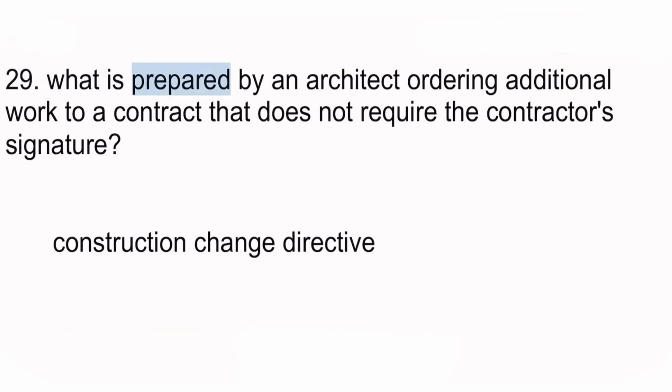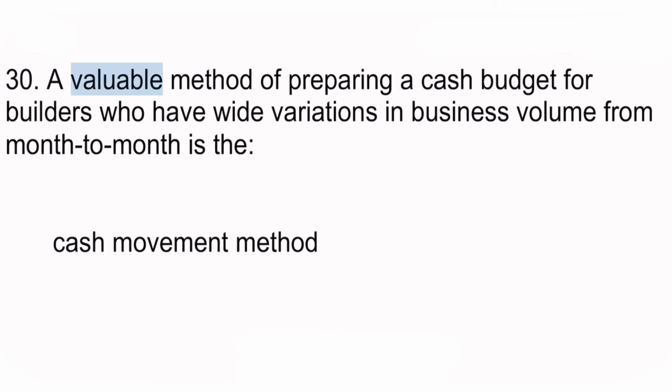29. What is prepared by an architect ordering additional work to a contract that does not require the contractor's signature? Construction change directive. 30. A valuable method of preparing a cash budget for builders who have wide variations in business volume from month to month is the cash movement method.